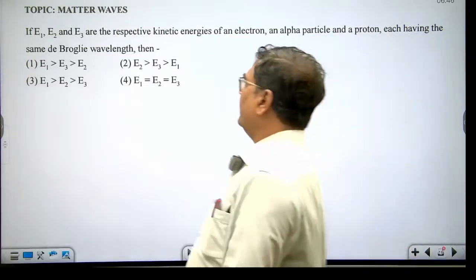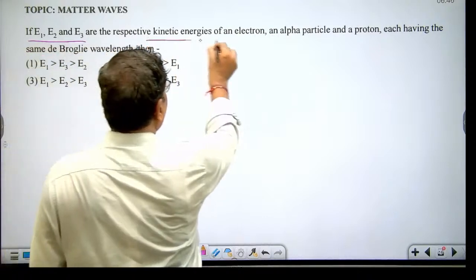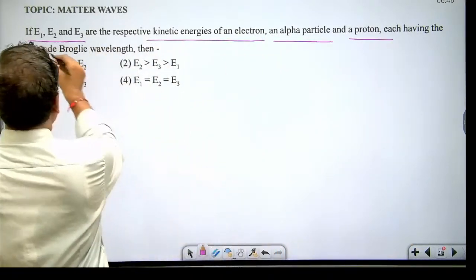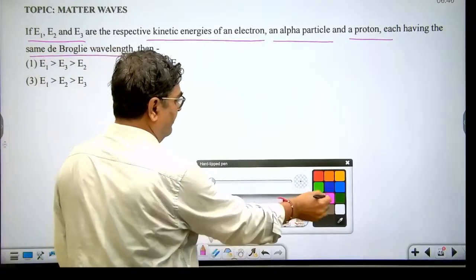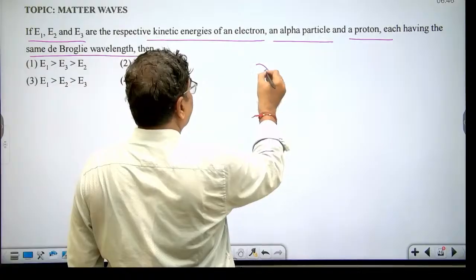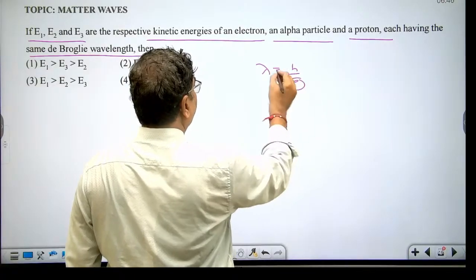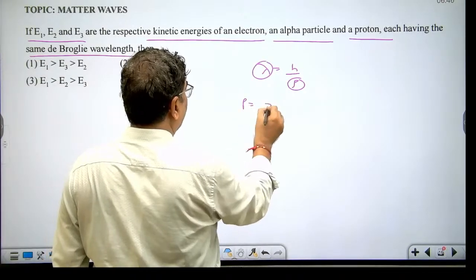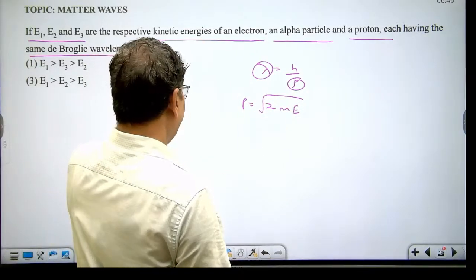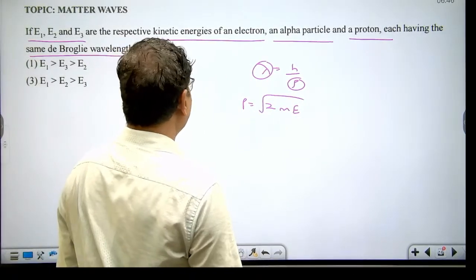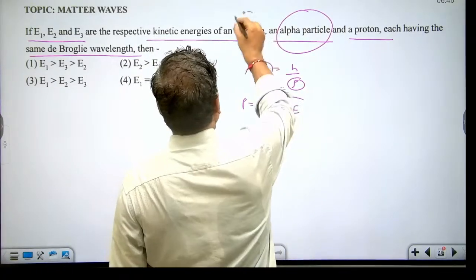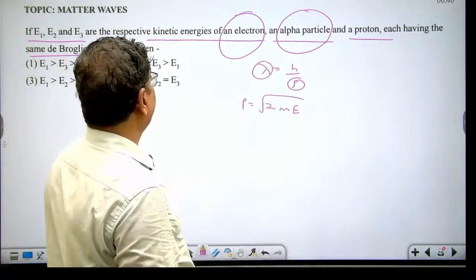If E1, E2 and E3 are respectively the kinetic energy of an electron, alpha particle and proton, each having the same de Broglie wavelength. Dear student, this is a very good question for NEET and JEE 26. If the de Broglie wavelength is the same, then their momentum is also the same. And momentum is under root 2mE. So if mass is more, energy will be less. Maximum mass is there for the alpha particle, so its energy will be least. Mass is least for the electron, so its energy will be maximum.